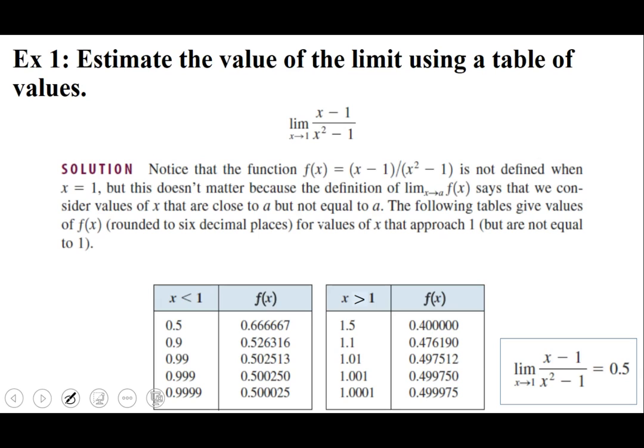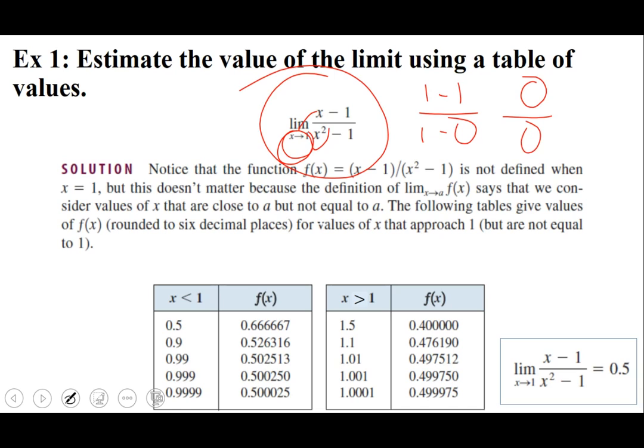Here we'll call this example 1: estimate the value of the limit using a table of values. Let's say this was a homework problem. I would have to tell you what the function is, in this case x minus 1 over x squared minus 1, and I would have to tell you the magic value, which in this case would be 1. What we're going to see a couple slides from now is that in a perfect world, you'd be able to just plug this value in for each of these x's. But if we tried that, we'd get 1 minus 1 over 1 minus 1, which is 0 over 0. That is called the indeterminate form. There are no conclusions we can draw from 0 over 0, which means just plugging the number in is not going to work.